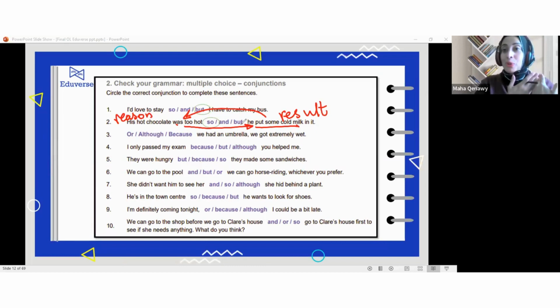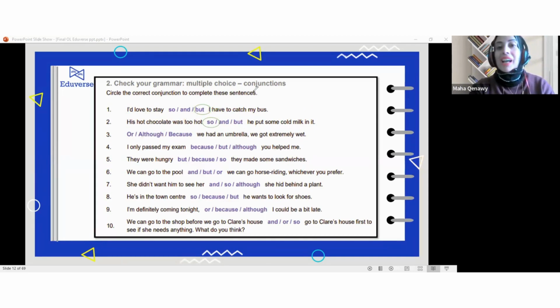How come you own an umbrella? You have it, you open it, and at the same time you get wet. So these two sentences contradict each other. That's why I use although. That's right, because although has the same meaning as but. Although we had an umbrella, we got extremely wet.